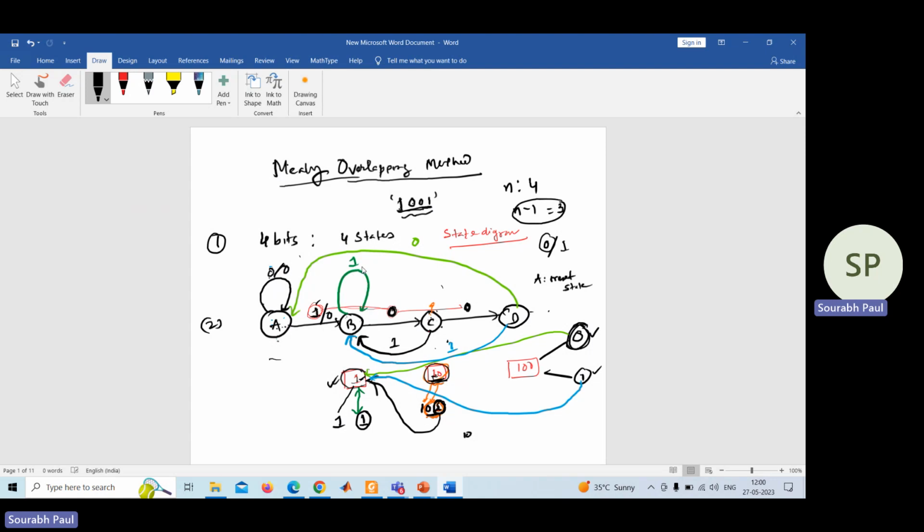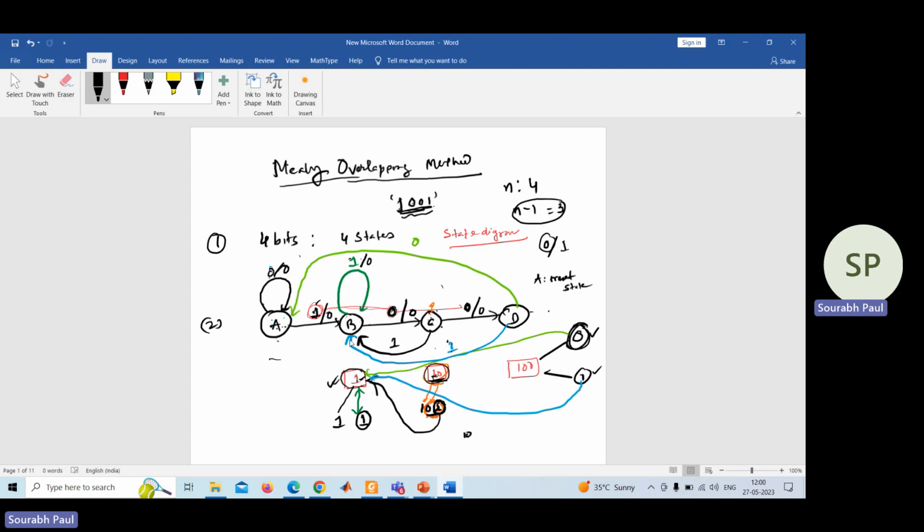Now for the B self loop, what has it detected? 1 and 1. Is it the sequence we want? No. So the output is 0. Now come to state C. What is it detecting? 1 0. Is it the sequence we want? No. So the output is 0. Now come to state D. What is it detecting? 1 0 0. Is it the sequence we want? No. The output is 0.